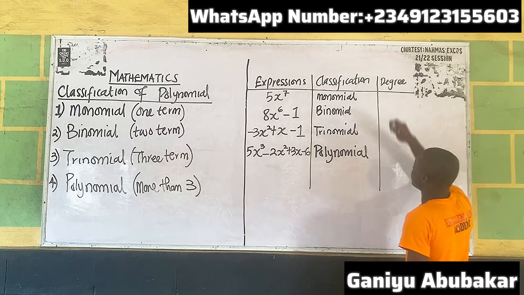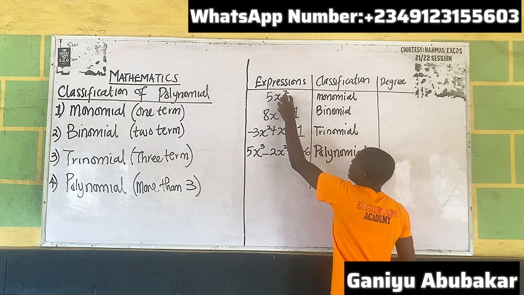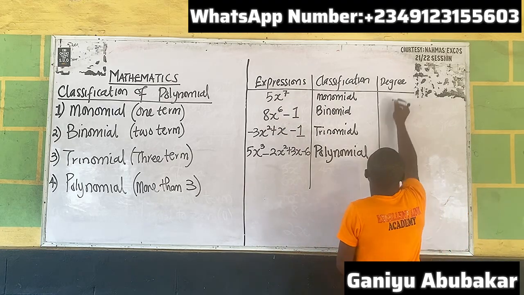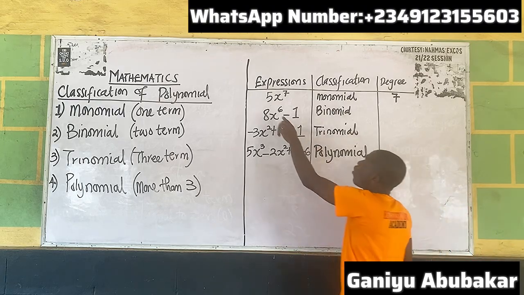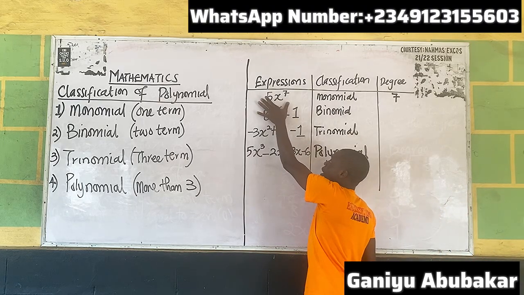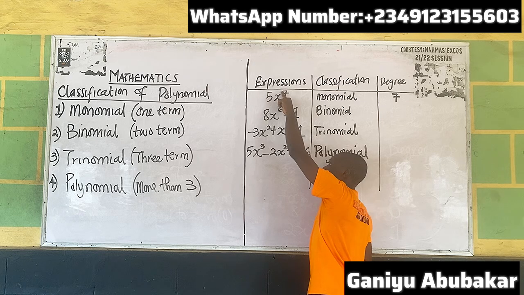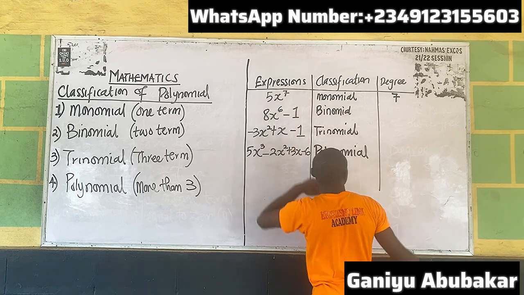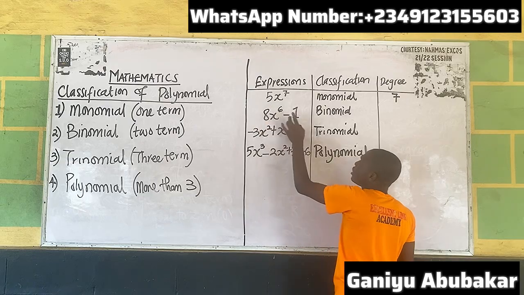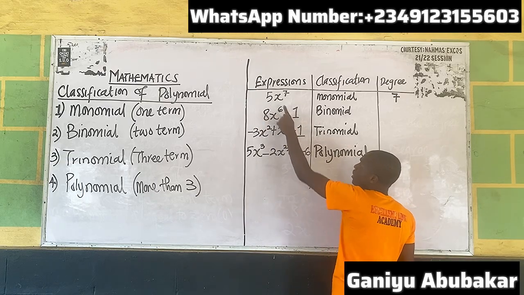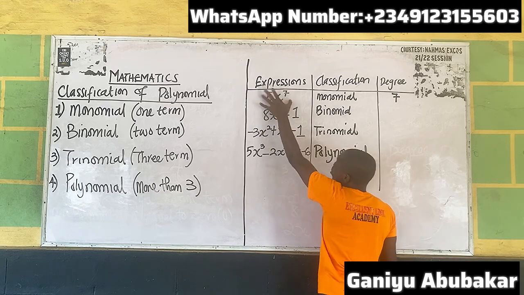Let's get the degree, please. If I'm having 5s to the power 7, the degree here is 7. By now, you should know this: the degree of a term in a polynomial is the power or the exponent there. The exponent here is 7, so that becomes 7. This is just a term, while this one now is a polynomial.